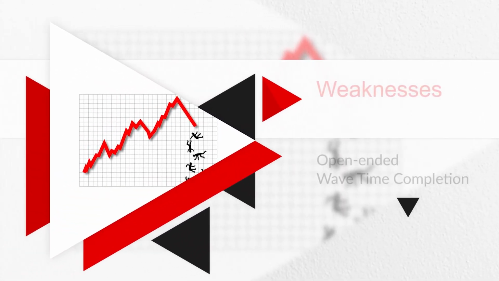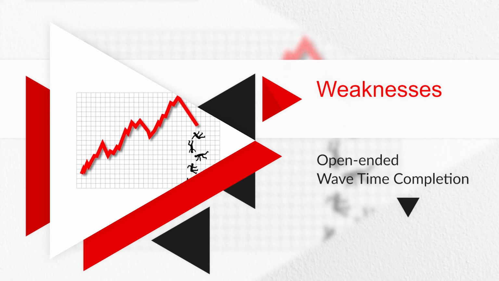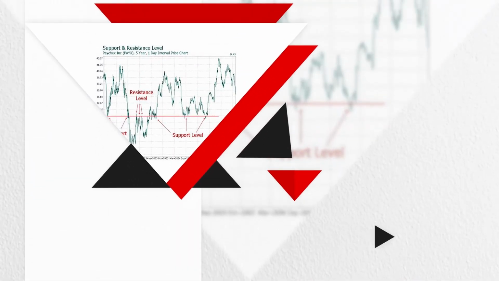One of the key drawbacks is that the practitioners can always blame their reading of the charts rather than weaknesses in the theory itself. Failing that, there is the open-ended interpretation of how long a wave takes to complete. That said, the traders who commit to Elliott Wave Theory passionately defend it.